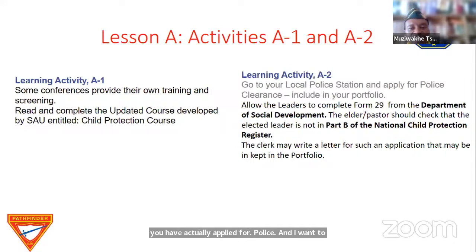And I want to urge that we allow the leaders to complete the Form 29 from the Department of Social Development. And here the elder or pastor should check that the elected leader is not in Part B of the National Child Protection Register. And the clerk may write a letter for such an application that may also be kept in the portfolio to show that your clerk has requested or applied using the Form 29 and requested your consent to do so.